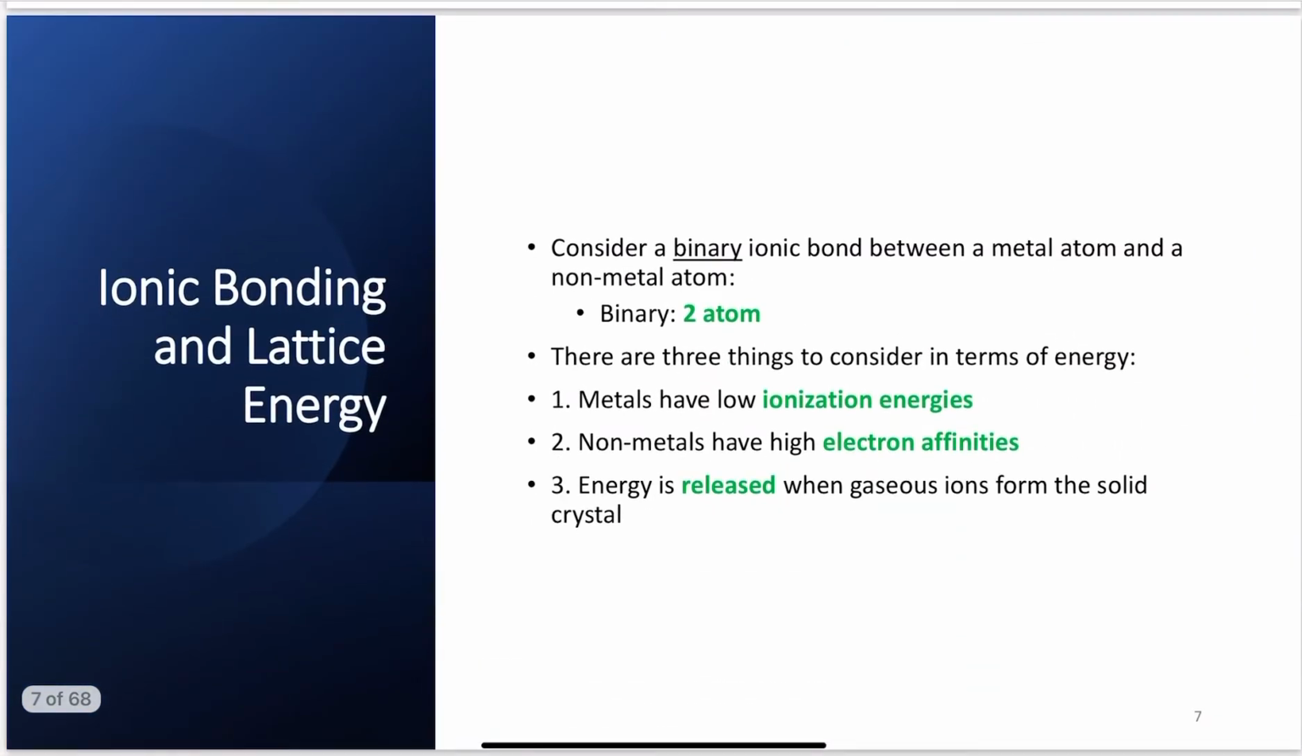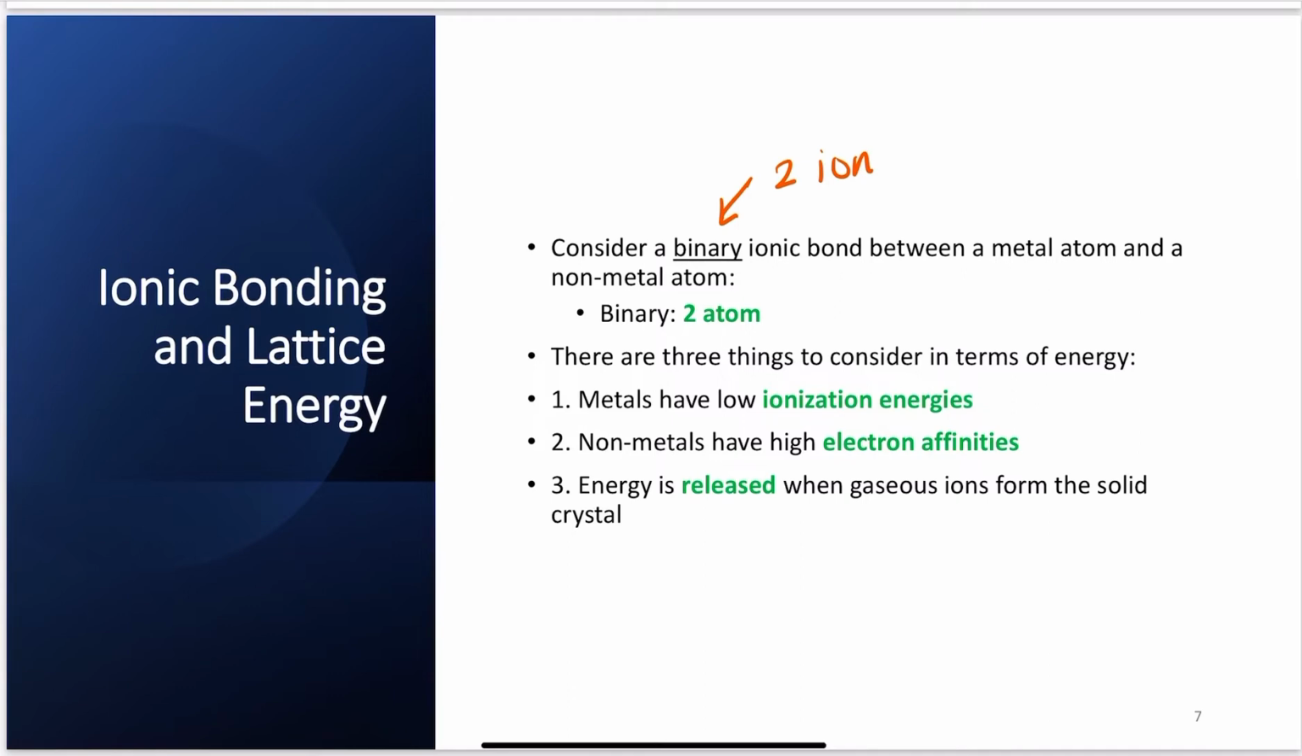Okay, ionic bonding and lattice energy. What is this lattice energy that we talk about? I need you to consider a binary ionic compound. Binary means 2 atoms, or in this case 2 ions because it's ionic, between a metal atom and a non-metal atom. There are 3 things that we need to consider in terms of energy.